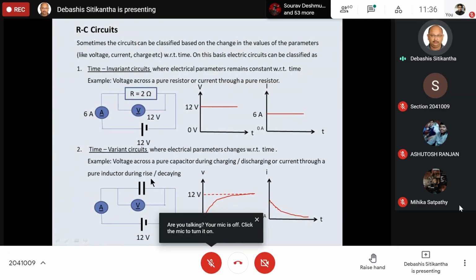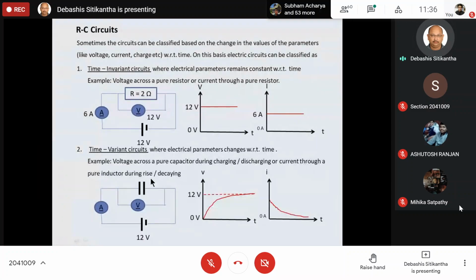Particularly those who are going for electrical and electronics engineering will be studying in detail about time variant and time invariant circuits. But right now for your basic syllabus, we don't need to go deeper into it. Just go through this diagram, you can understand it.